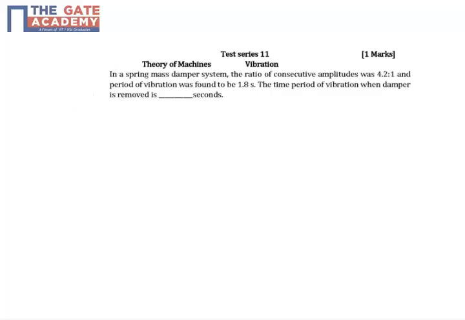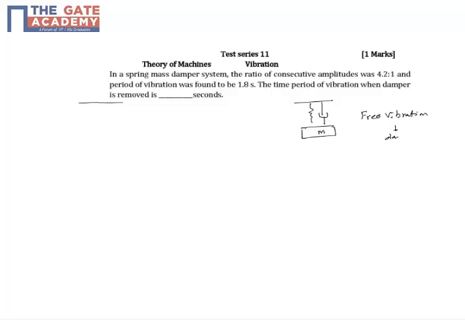Let's discuss a question from spring mass damper. This is a question from vibration. If you have a spring mass damper, the ratio of consecutive amplitudes is given. So this is free vibration with damping.